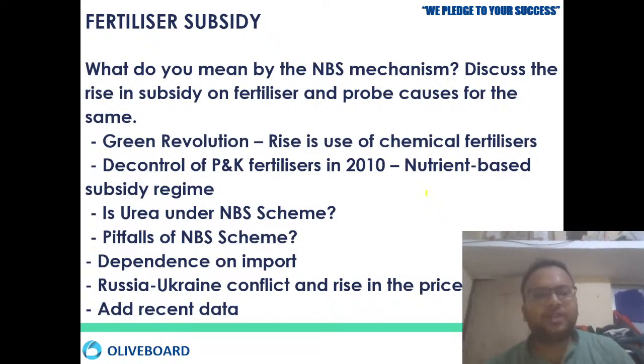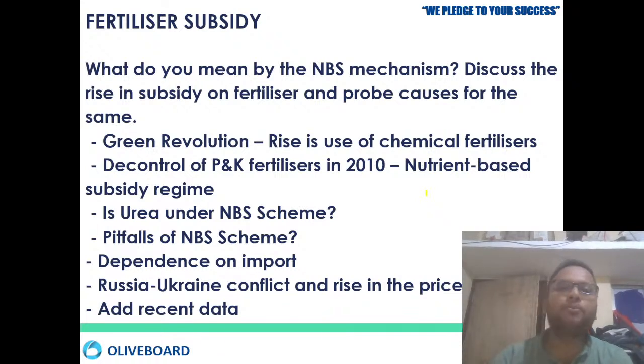So start with a brief introduction that in the 1960s India witnessed the Green Revolution, and because of that it was such an assemblage of factors that you had to provide certain kind of seeds, and if those seeds had to be cultivated, you also had to provide some kind of chemical fertilizers, and you had to support it through different kind of irrigation mechanisms.